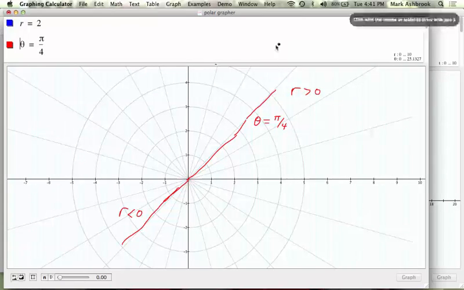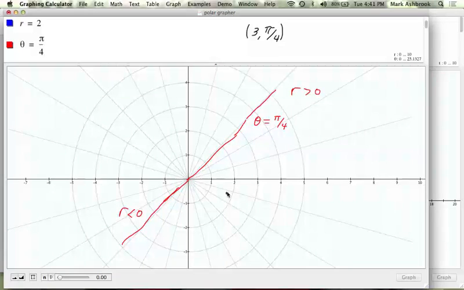So we plot points as, say, r comma theta. So that would be 3 units away and an angle of pi over 4. So that's the point 3 comma pi over 4, r comma theta.